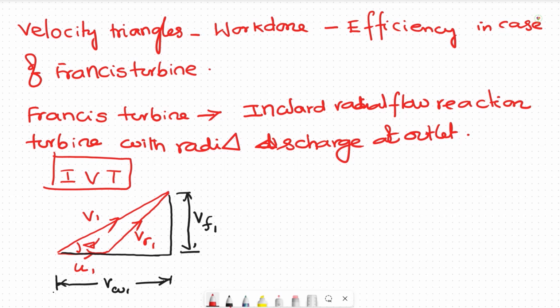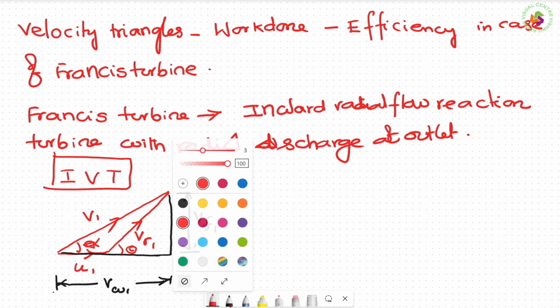The angle made by absolute velocity with the horizontal is called alpha. The angle made by the relative velocity with the horizontal is called theta. Theta is called the vane angle. Alpha is called the jet angle. This is the inlet velocity triangle, which we have already learned. Now coming to the outlet velocity triangle.